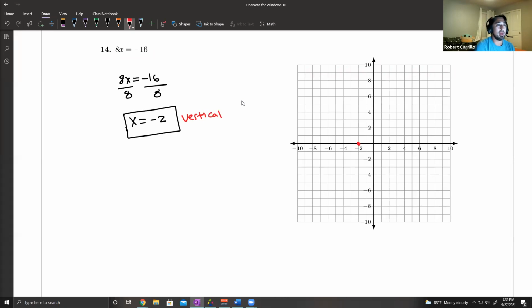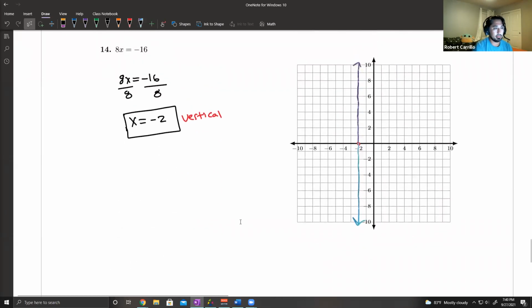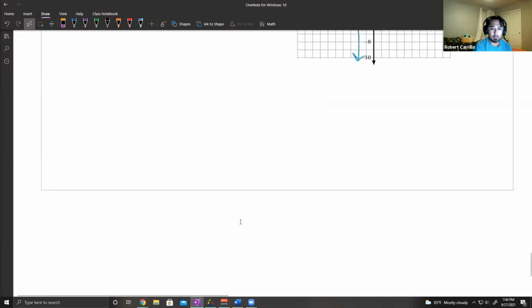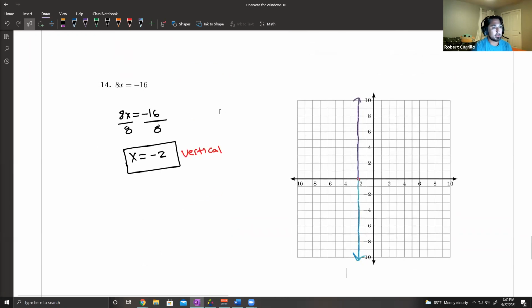Good. So what we're going to do is go to the x-axis, find -2, which is right there. And we are going to go straight up. And straight down. And that's how you graph your horizontal and vertical lines. So that is the x-intercept, y-intercept method and how to graph them.